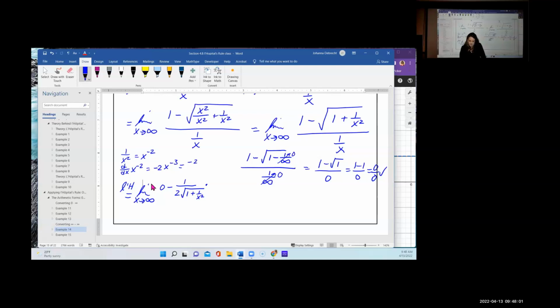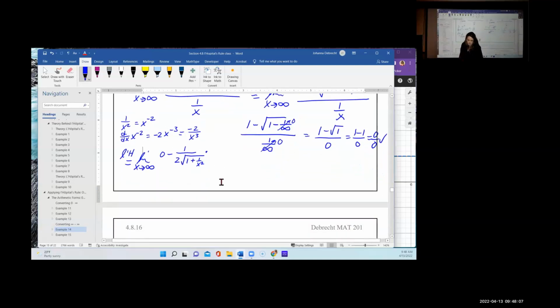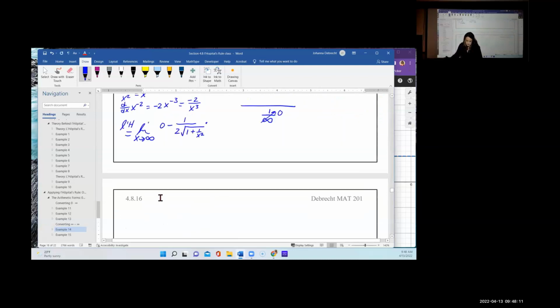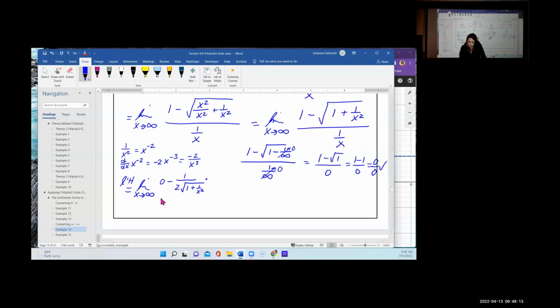x cubed. Right? I don't quite have enough space here. It would be better if I had a lot more room to work. So I'm going to create some space below. All right? So this is going to be multiplied by negative 2 over x cubed. Now, that's just the derivative of the numerator.